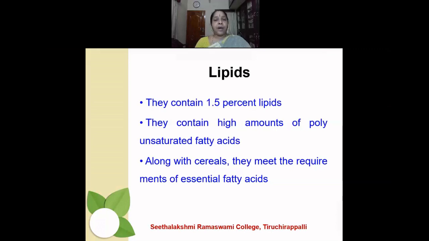And they have very important functions to perform in the body. Therefore, the amount of fatty acids supplied through the pulses and those present in the cereal is adequate to meet the essential fatty acid requirement of the human being. So what does this mean? It means that the requirement of essential fatty acids can be met by consuming adequate amounts of cereals and pulses.